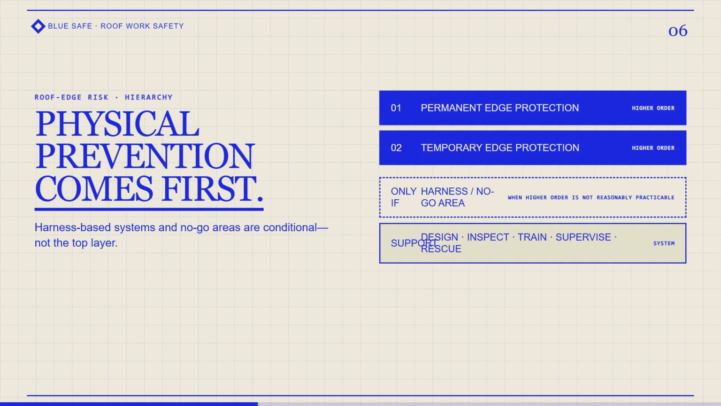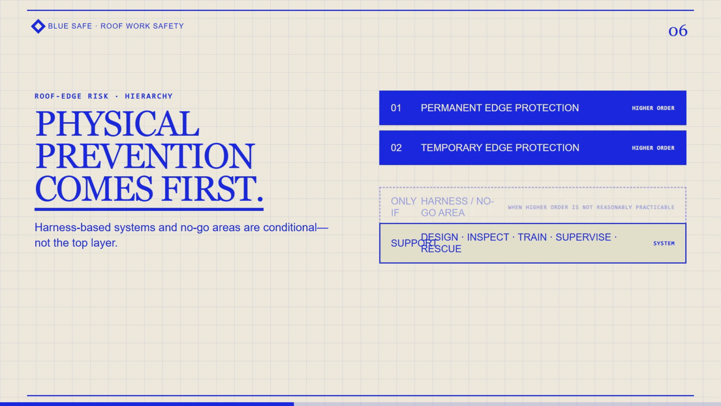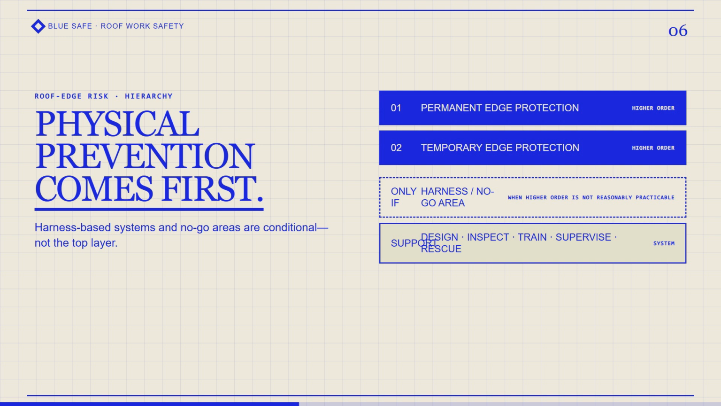For roof edge risks, consider higher order controls first, permanent or temporary edge protection and other physical fall prevention measures suited to the job. Harness-based systems and no-go areas should only be used when those higher order controls are not reasonably practicable. A harness is not a shortcut. Its system still needs appropriate design, inspection, training, supervision and rescue arrangements.